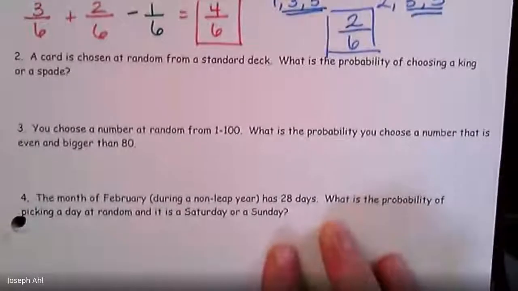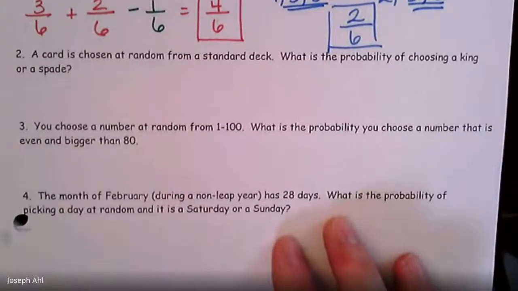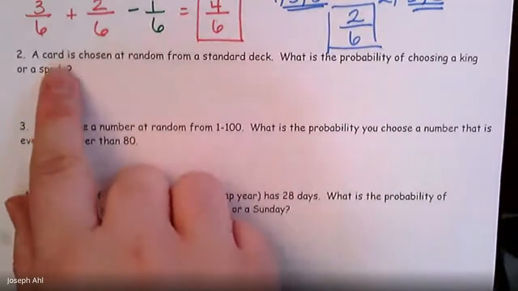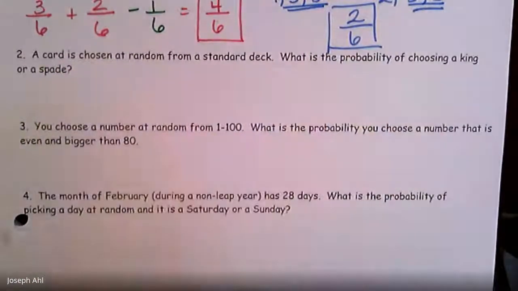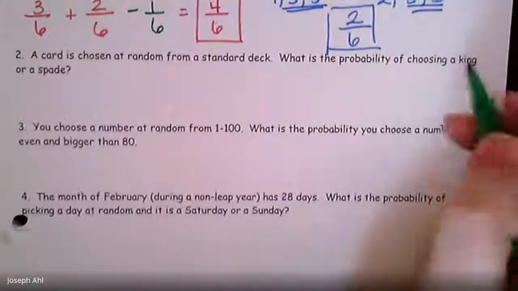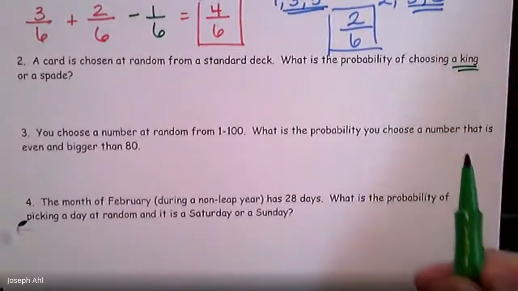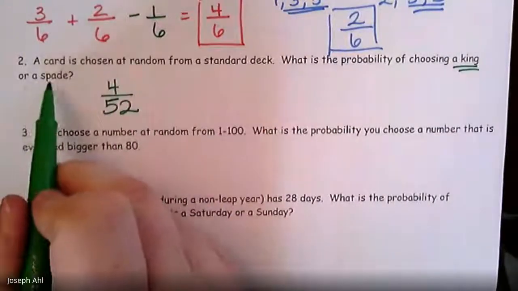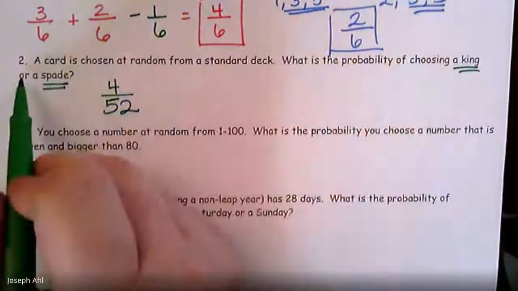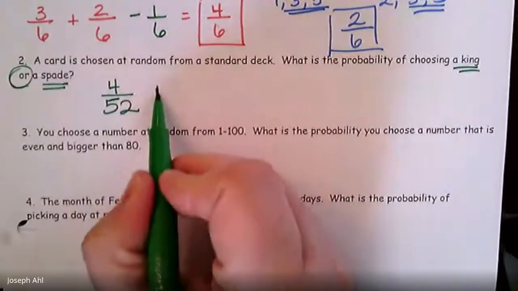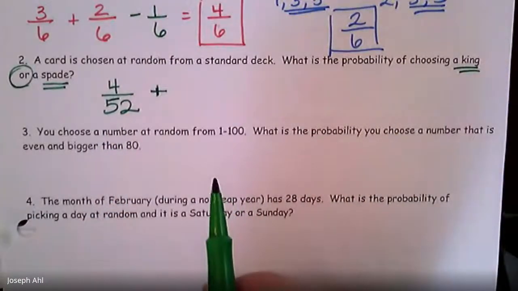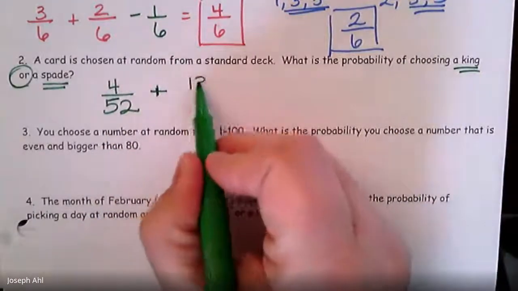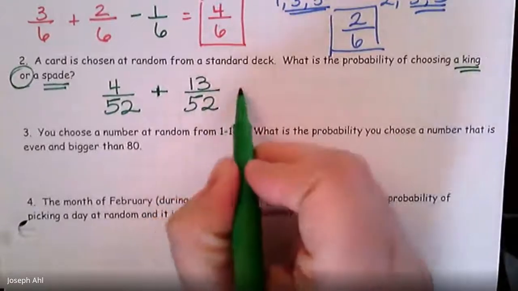Couple last quick ones for some cards and things like that. Number 2, a card is chosen at random from a standard deck. What's the probability that you get a king or a spade? All right. First event is getting a king. There are 4 kings in the deck. Second event is getting a spade. And remember, for or, we're going to add. Or means add. There are 13 spades in the deck out of 52.